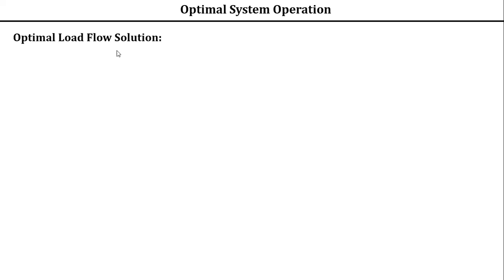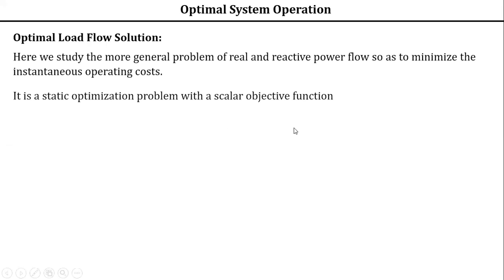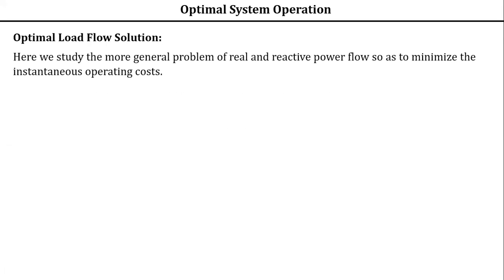Okay, so first let us see this one before moving on. Optimal load flow solution, module 4, we are starting today. So earlier, in load flow solution, that is previous module 3 we have seen, we were controlling only the real power flow in order to minimize the total operating cost or the total production cost. But in this optimal load flow solution, in addition to real power, we are going to see the reactive power flow also. So optimal load flow is a more general problem in which we are going to assess the real and reactive power flow so as to minimize the instantaneous operating cost.